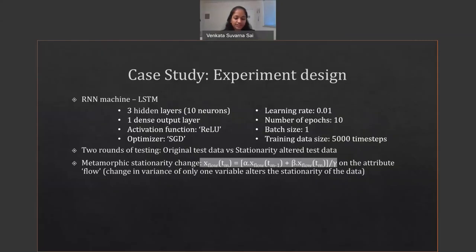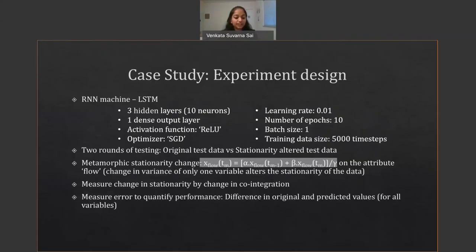Here, the change in variance of only one variable will alter the stationarity of the data. We then measure this change in stationarity by change in cointegration, and we measure the error of the model to quantify the performance, that is, the difference between the original and predicted values for all the variables.